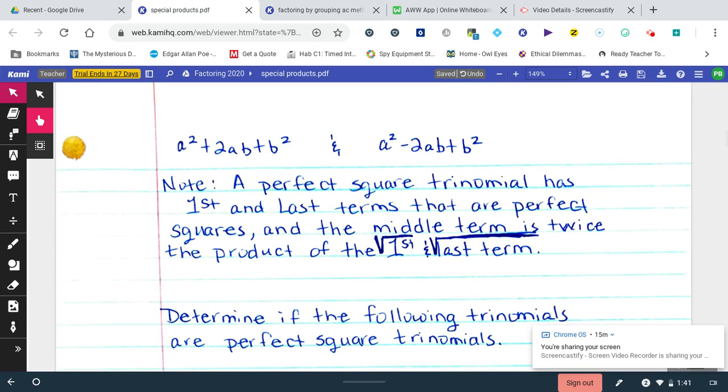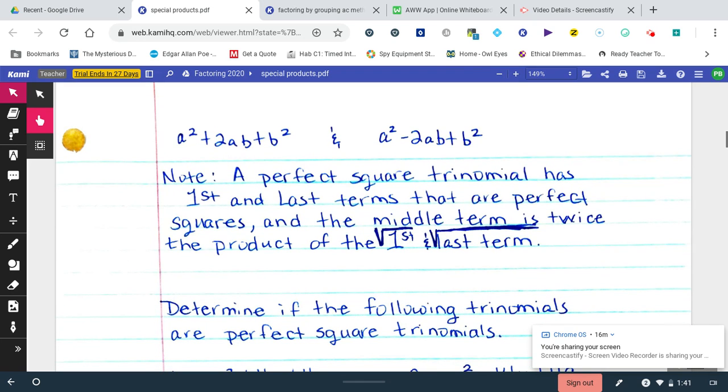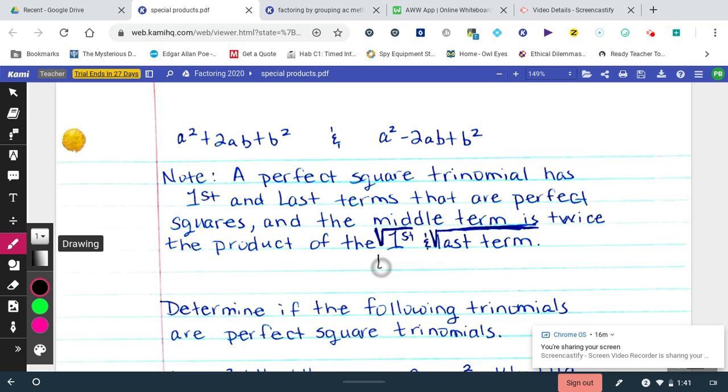All right, so we know, again, a perfect square trinomial has the first and last terms that are perfect squares. So the first and last terms will always have a plus sign in front of them, or it will be understood that they are positive. And the middle term is twice the product of what? It's twice the product of the square root of the first term and the square root of the last term.